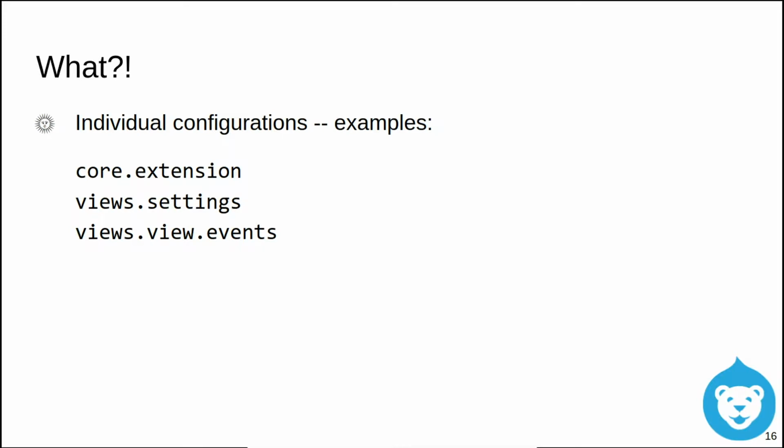So, some examples here. The names of configurations kind of look like file names. That is, lots of periods. Here are some examples of things. This first one has to do with what modules and themes are enabled or not enabled. The second one is your site-wide view module settings. And then the third one is an example of a configuration entity for an actual view. So that's what these examples are.